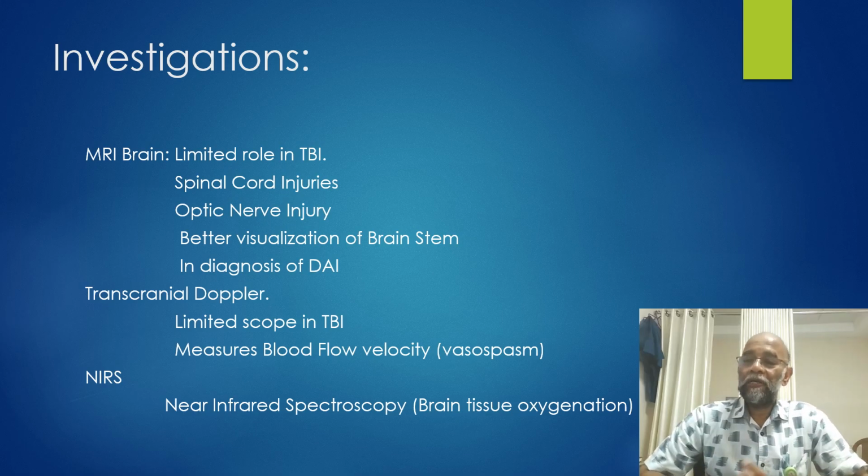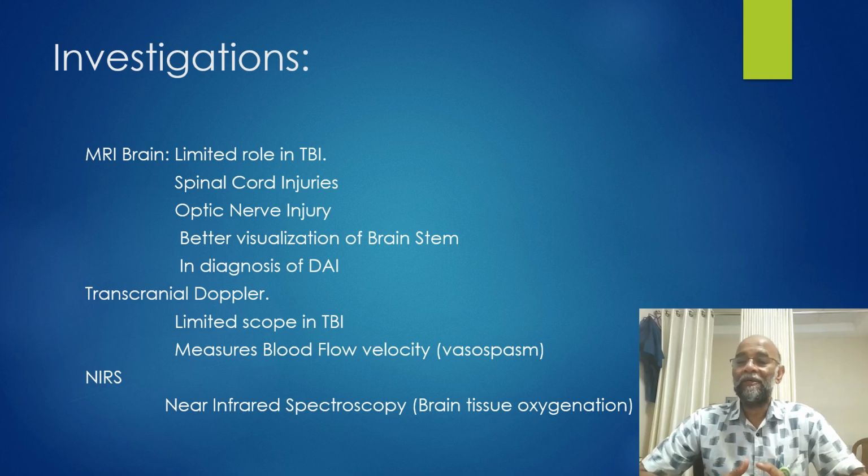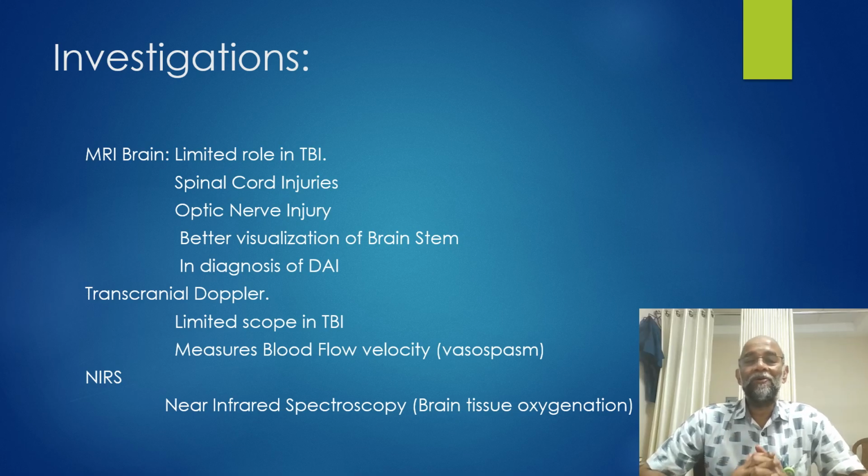MRI brain has got a limited role in traumatic brain injury. Firstly, because blood is very easily seen on a CT scan, and most of the actionable information in a traumatic brain injury is seen on a CT. MRI involves shifting the patient into the console, not being able to monitor unless you have all the non-magnetic monitoring devices, and lack of access to the patient while the imaging is in progress.